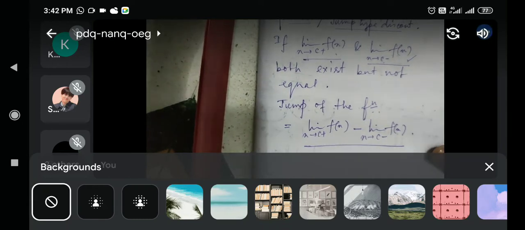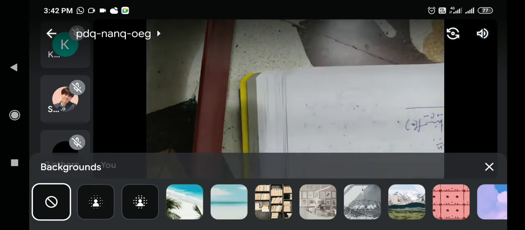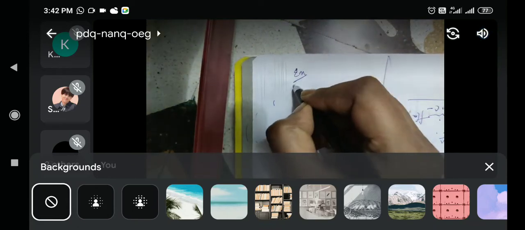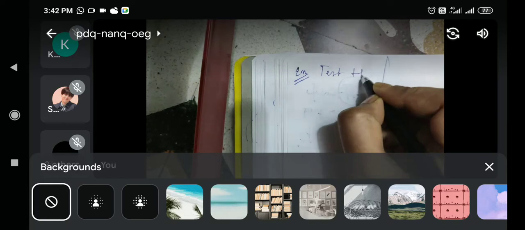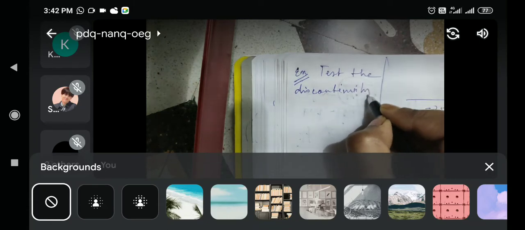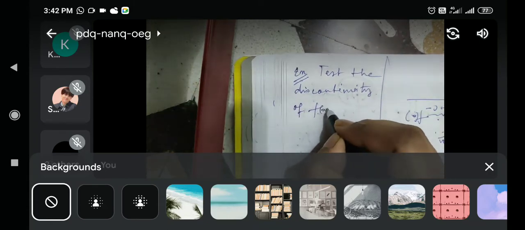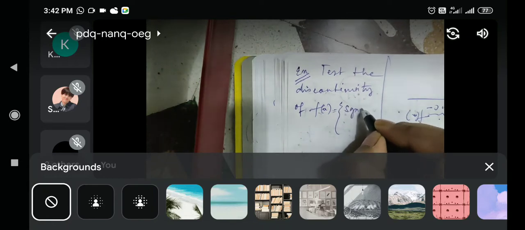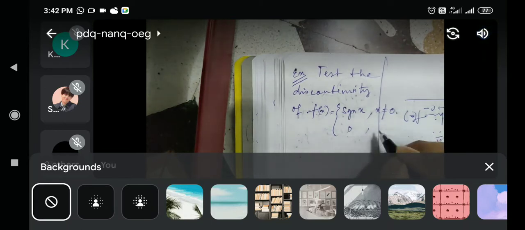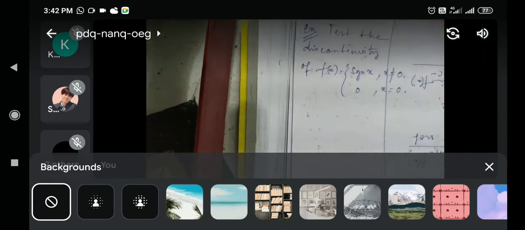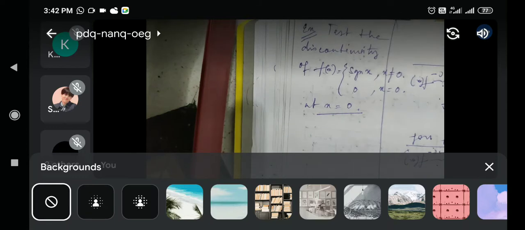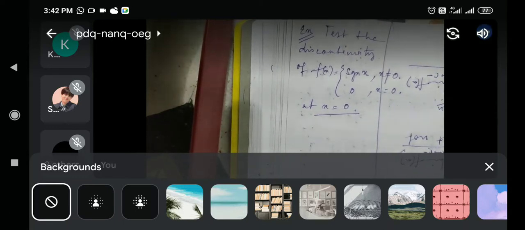Let's take the signum function, our very well known signum function. Signum x when x not equal to 0, and 0 when x equal to 0. That means at the point x equal to 0 we have to find out the discontinuity of that function.